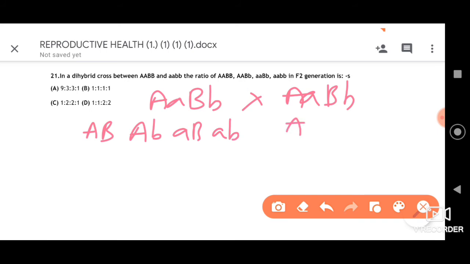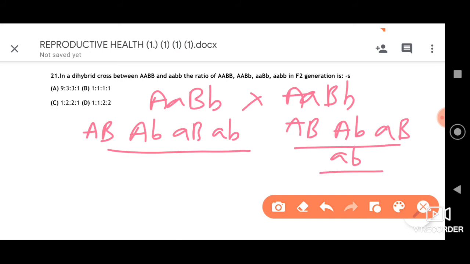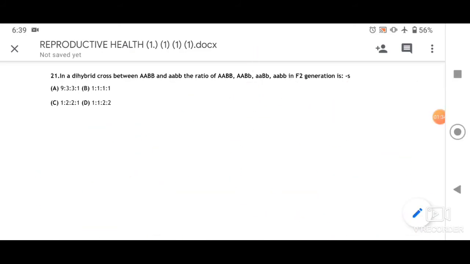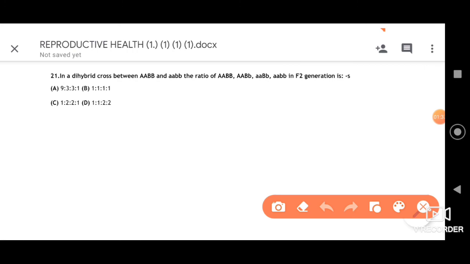The same goes for the other parent, that is capital A, capital B, capital A, small b, small a, capital B, small a, small b. Alright, when both of these are self crossed, what ratio are we going to get for this 4, we need to identify, my dear friends. Let me just put across a b. Here capital A, small b, small a, capital B, small a, small b.